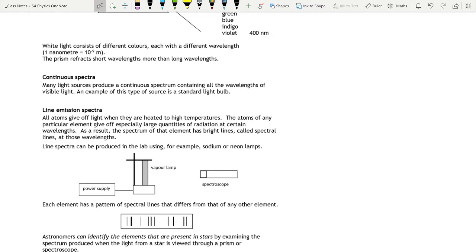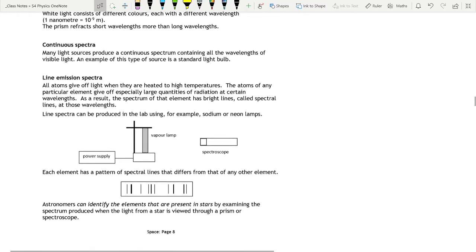But you don't always get a continuous spectrum. You get a continuous spectrum if you're looking at white lights. But you can also look at different types of light and you'll get different spectrums, so you only see some of the colours. Okay? So, light emission spectra.